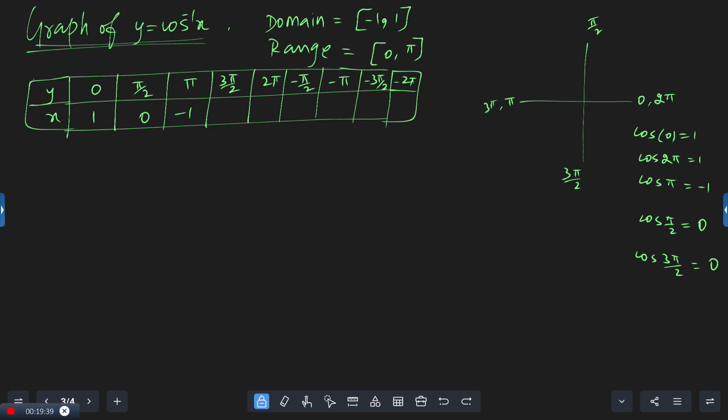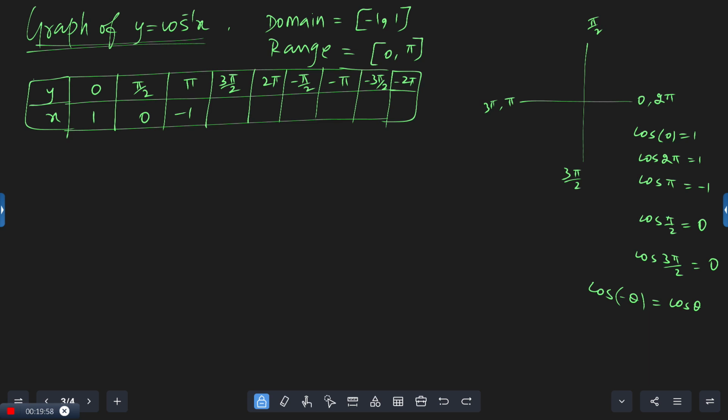So if you remember these things, very easily you can complete the table. And one more thing you should remember, what is that, cos of minus theta equals plus cos theta, that is for cos theta, not for cos inverse, right, cos inverse is different.